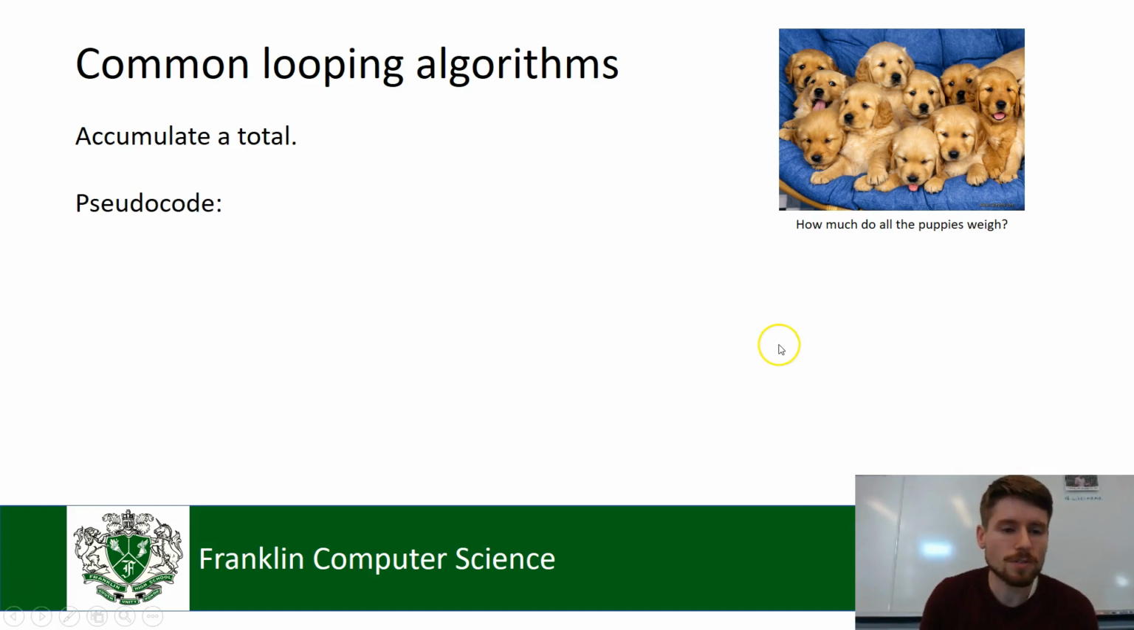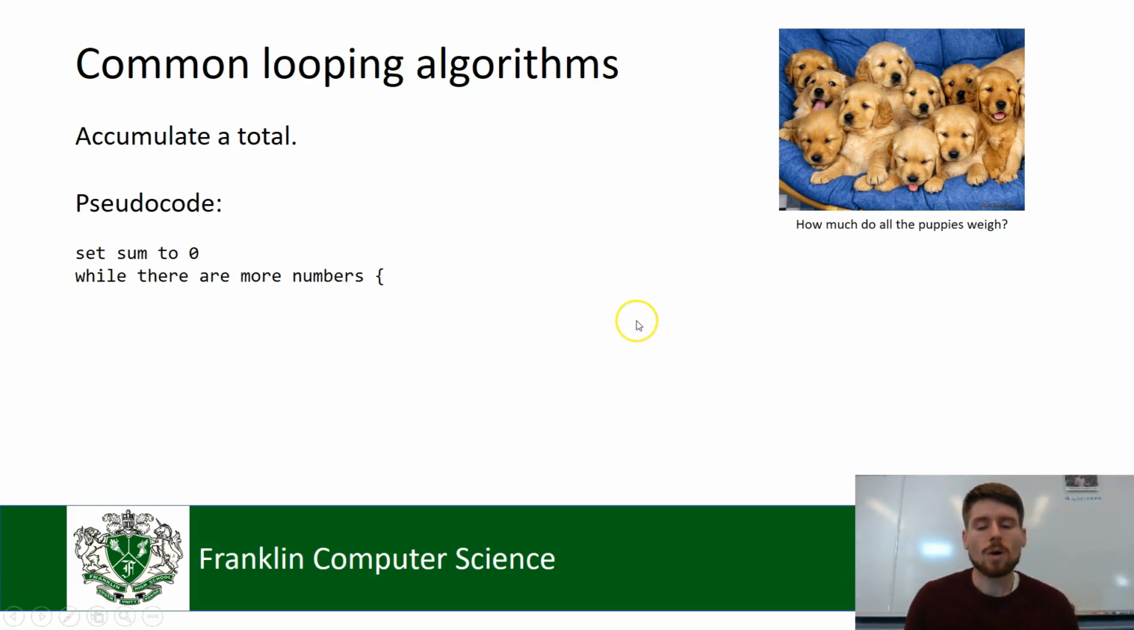And so the pseudocode for this is similar. Except now we're starting our sum off at 0, because if there's no puppies, then the total is going to be 0. There's no weight, right? And while there are puppies to weigh, while there are numbers to input, then we just get that number and we add it to the sum. So the first puppy we weigh, we say, okay, 5 pounds, add that to the sum.